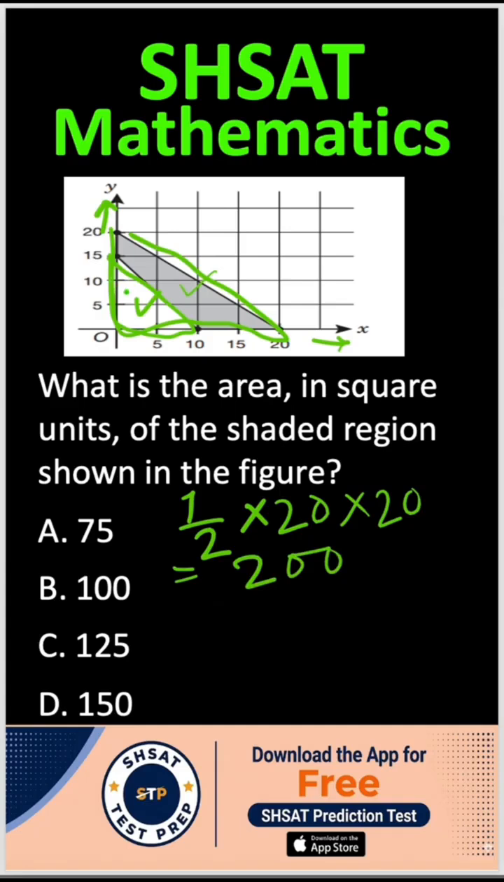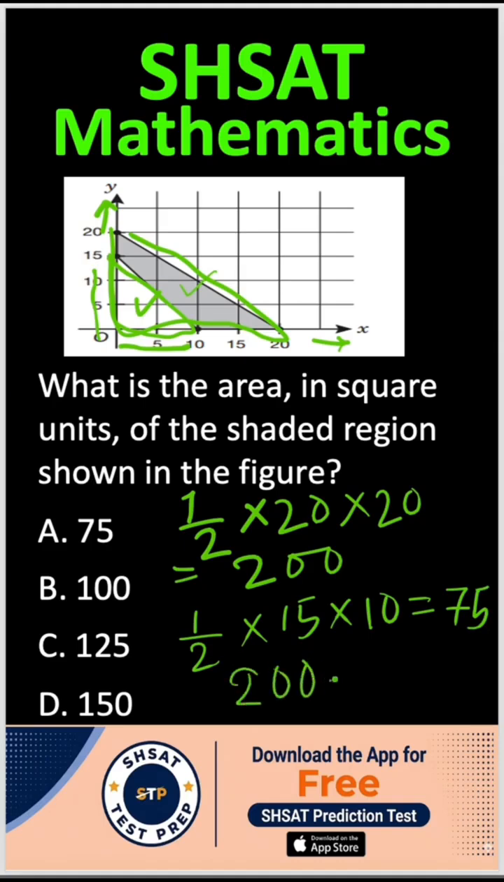Next, let us look at the small triangle. Now the base of the small triangle is 10 and the height is 15. So again, we can write it as half times 15 times 10, which equals 75. So we need to subtract 75 from 200. So 200 minus 75 gives us 125. And with that, the correct answer is option C.